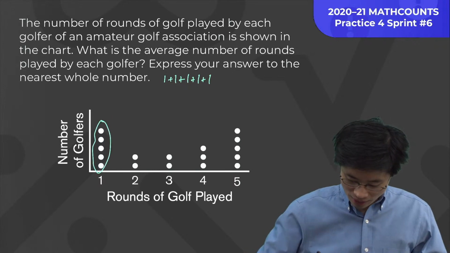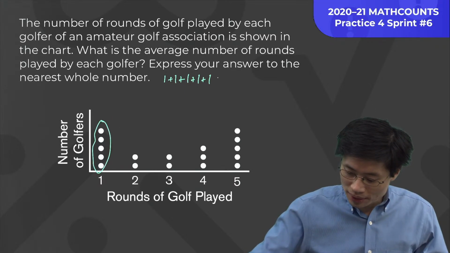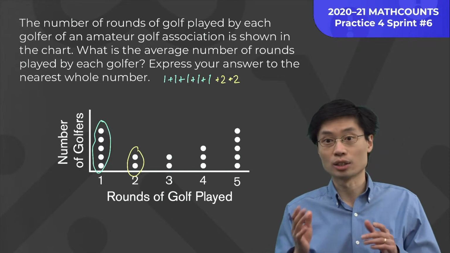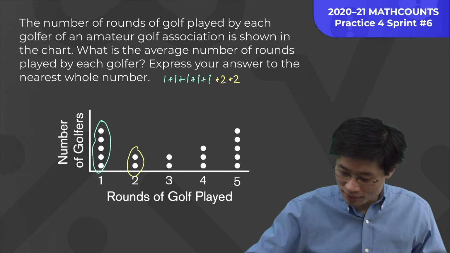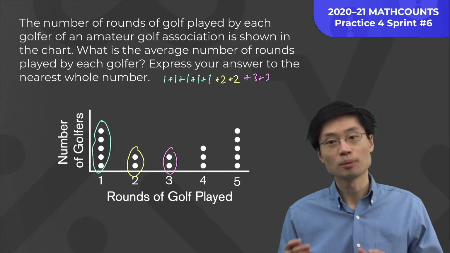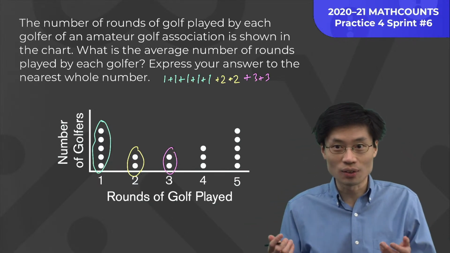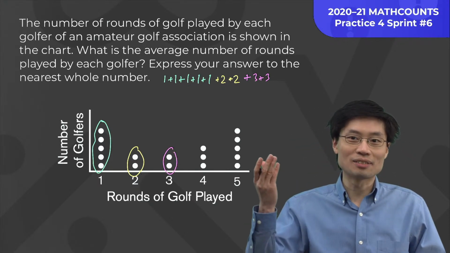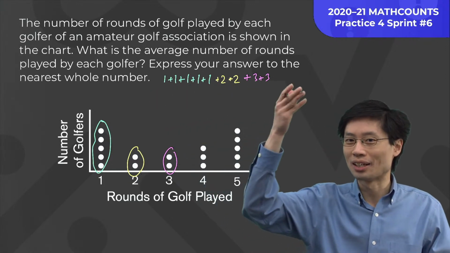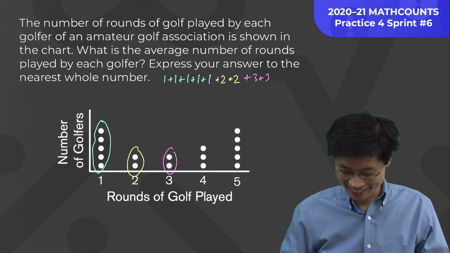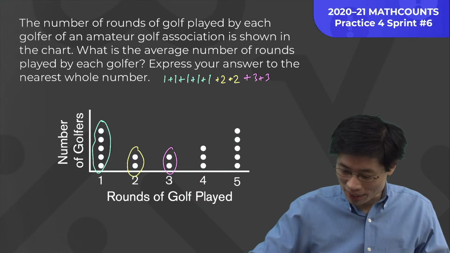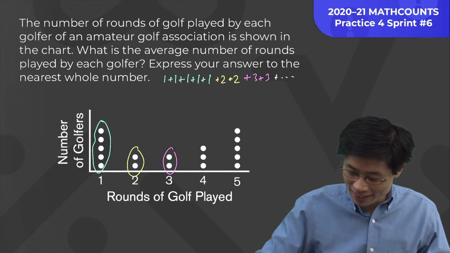Right? And then plus 2, because there are 2 people with 2 rounds. Okay? And then plus 3, because there are 2 of these players which had 3 rounds, and so on. And you see I'm getting kind of lazy. I'm like, oh, do I really have to write out 5 5s? That's why we invented the multiplication sign. So I'm going to say, it's like plus... We'll figure it out later.